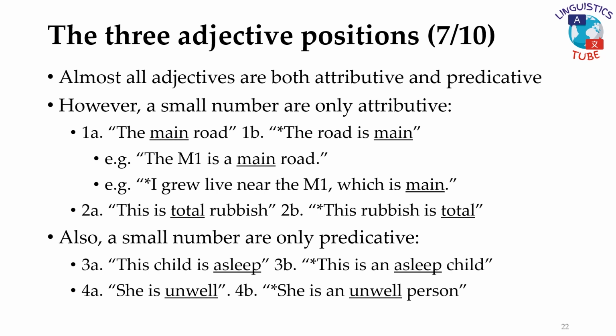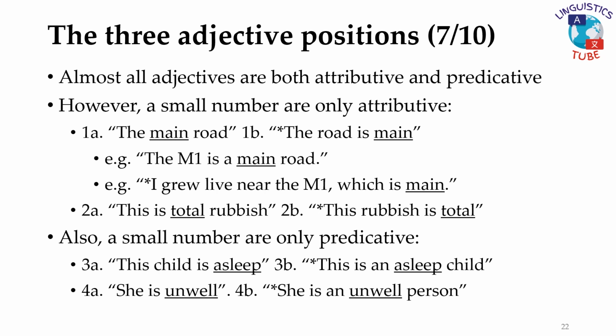Firstly, main. This can only be attributive because we can definitely say the main road, but not the road is main. As a side note, do you see the little star, called an asterisk, at the beginning of the road is main? In this context, it means that the sentence is ungrammatical.